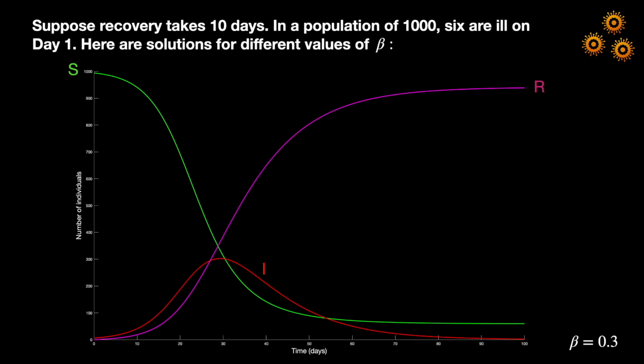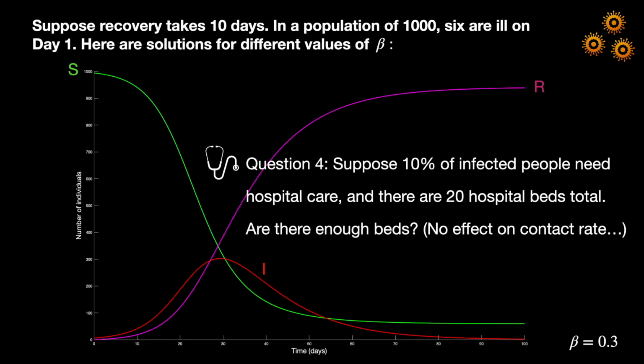Okay, here's another question. Suppose 10% of infected people need hospital care and the local hospital has 20 beds total. Are there enough beds? Now, this question is a little bit tricky because we want to assume that contact mixing, like the socialization of the population, is constant. So somehow we have to imagine that the people who are hospitalized are still in contact, like maybe they're being visited. Because if I say these people who are infected are no longer mingling, then we're actually going to have to change the model. So let's just assume that this doesn't affect the contact between members of this population.